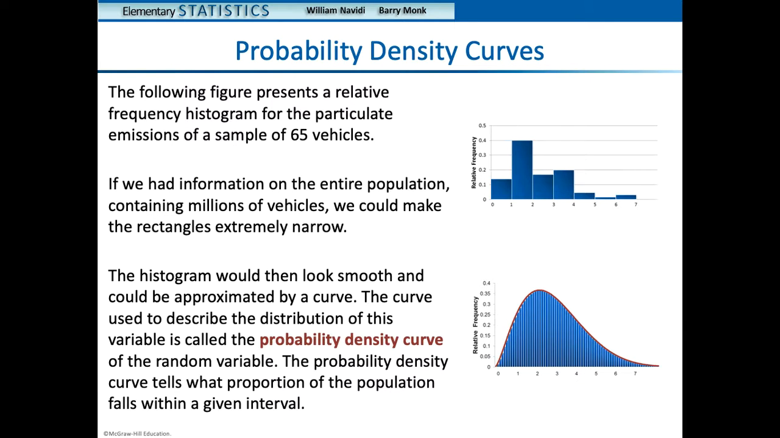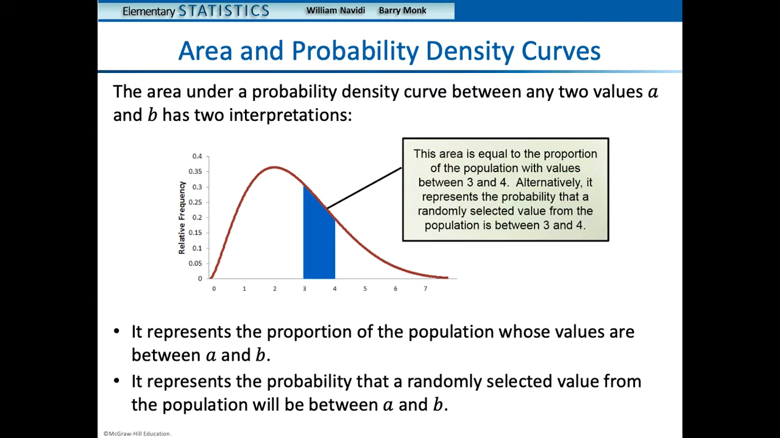Now, this probability density curve has certain applications that are quite useful. Specifically, the density curve tells us what proportion of the population falls within a given interval. And there's actually two interpretations that we could make. If we look at a specific area under a probability density curve between any two values, let's say values A and B, this area can be interpreted in two different ways.